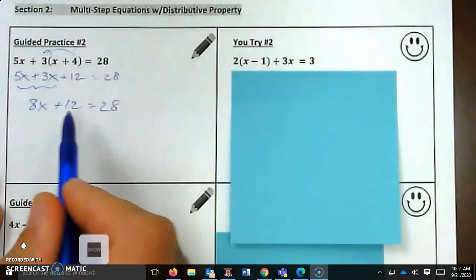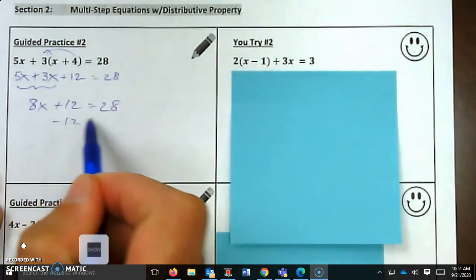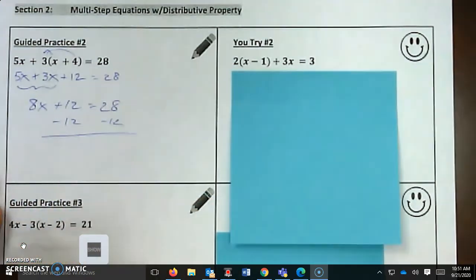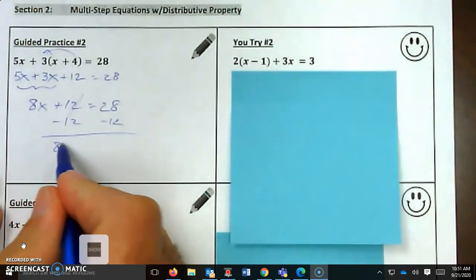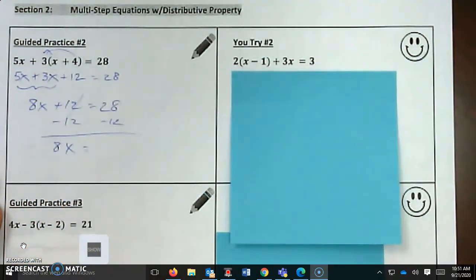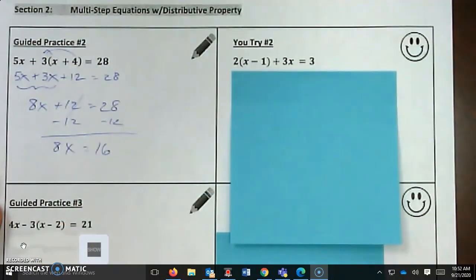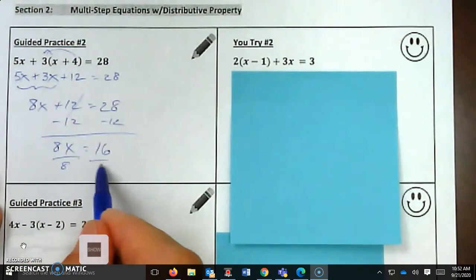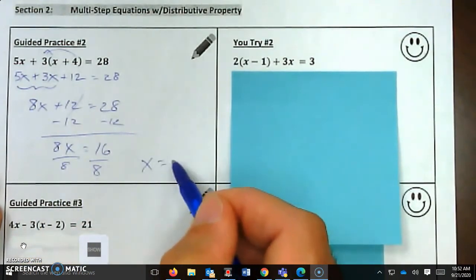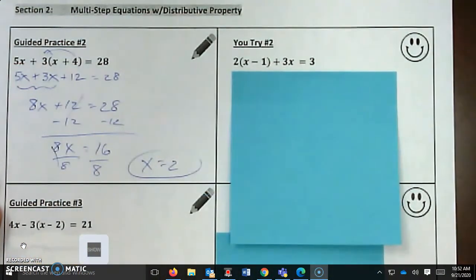And same thing. I want x by itself. Cancel the 12 on both sides. That scratches out. 8x drops down. 28 minus 12 is 16. These are working out to be whole numbers. Very nice. They don't always do that. And x is 2. Okay, so that cancels there.